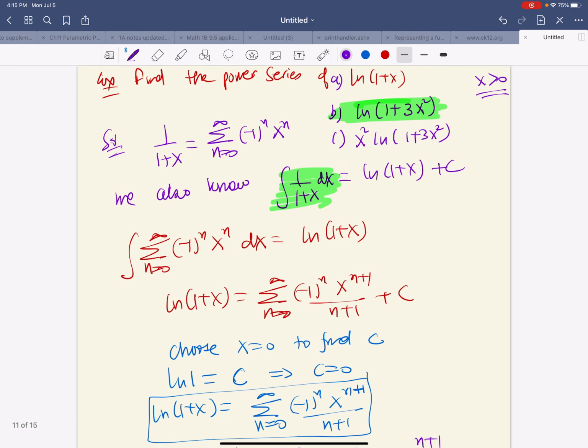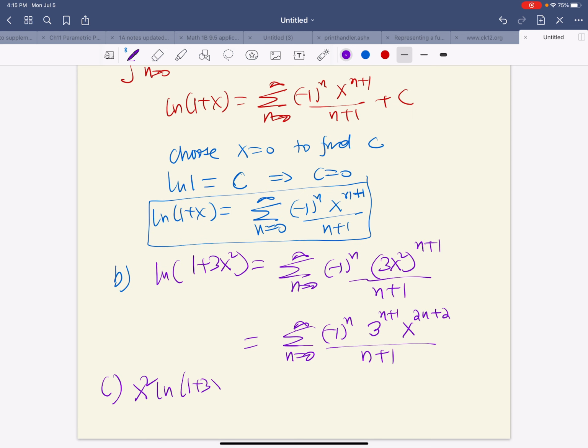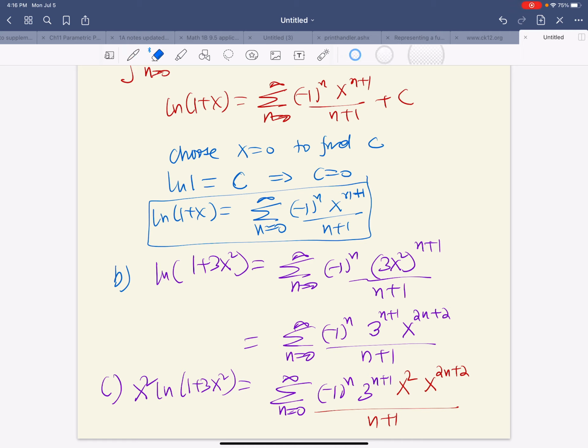We also wanted to find out the power series for x squared times natural log of 1 plus 3x squared. That is going to be, now we're going to multiply this power series with x squared, n equals 0 to infinity, negative 1 to the power n, 3 to the power n plus 1, and I have an x squared now, x to the power 2n plus 2 over n plus 1. And instead of writing x squared times x to the power 2n plus 2, I'm just going to simply change it to x to the power 2n plus 4. I kind of have short space, and that would be the power series for x squared natural log of 1 plus 3x squared.